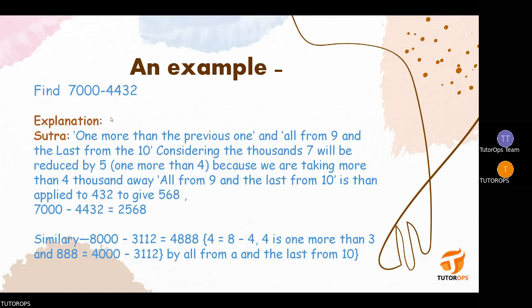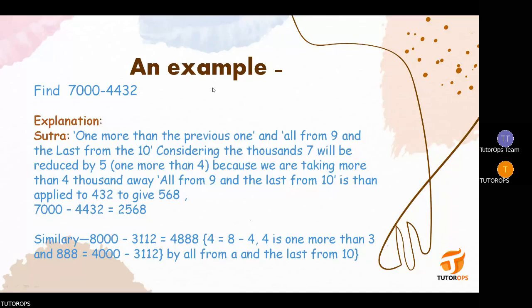So the first digit will be 2 because we are taking away a bit more than 4 units, so we are left with a number which is more than 2 units and less than 3. So the first digit will remain 2. And later we will use the previously mentioned all from 9 and the last from 10 method to get the final result.